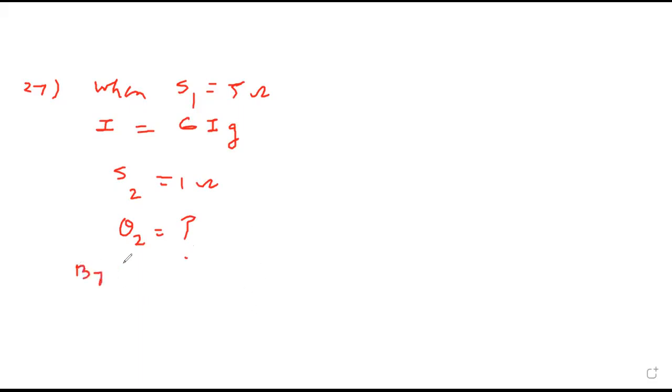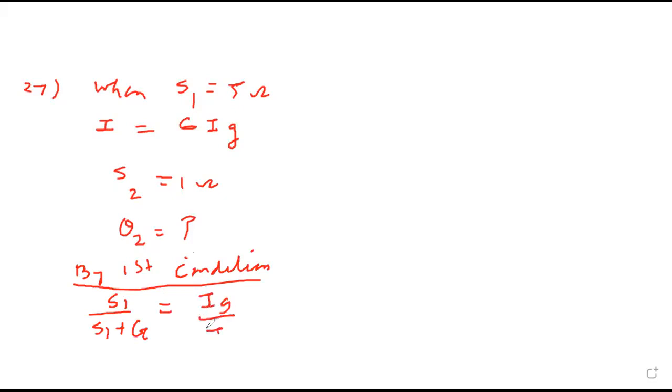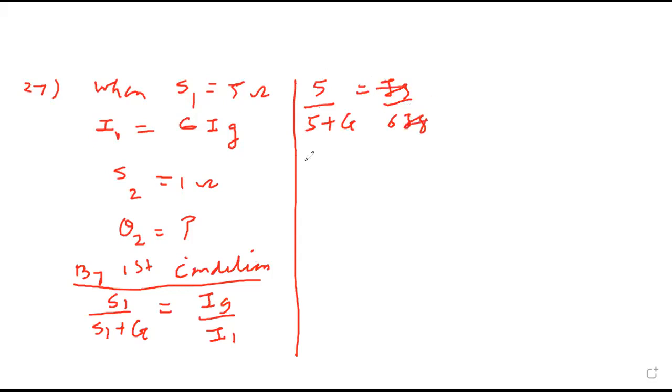So by first condition, S1 upon S1 plus G is IG upon I1. I name this I1. S1 is 5, so 5 upon 5 plus G is IG upon 6 IG. So 30 equals 5 plus G, 25 equals G.